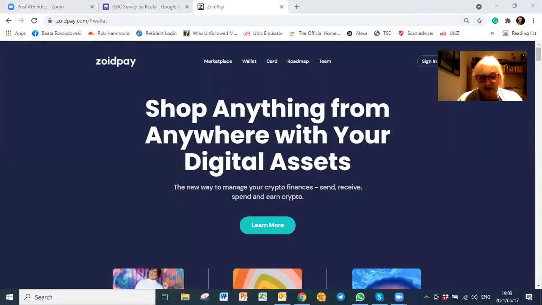One of the most common questions that I've got coming up is: where are my coins if you purchased them? Your coins are currently sitting in your dashboard. To have a look at your coins, how pretty they look and how many you've got, you're going to go to ZoidPay.com and click on sign in.